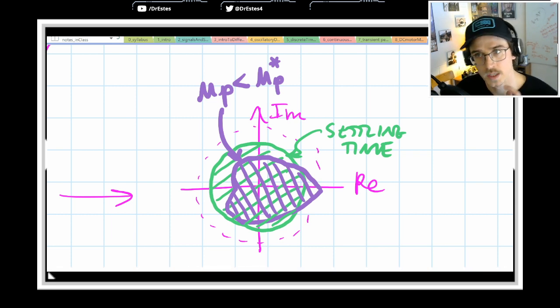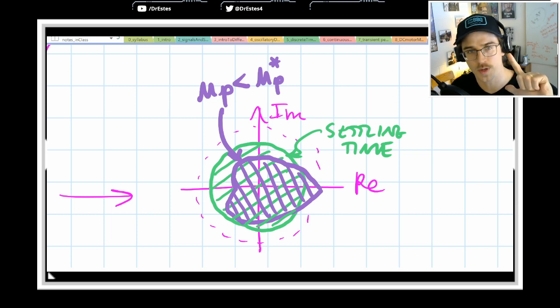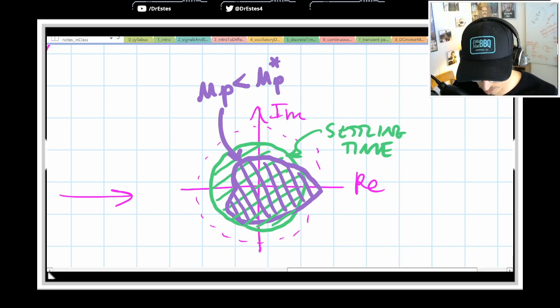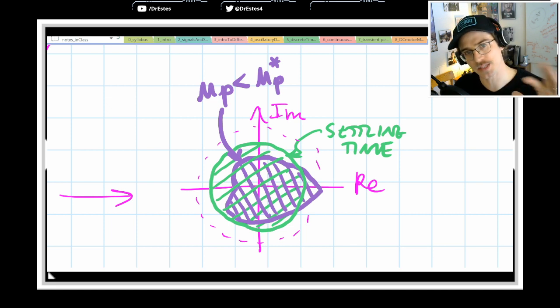Now you can start asking questions like, what if I want my settling time to be less than something and my overshoot to be less than something? If you satisfy both of those constraints, it has to be within this overlapping region, like a Venn diagram. That's basically the point we got to in this code. We didn't draw the overshoot yet, so we're going to do that next. And then eventually, we're going to go to rise time.